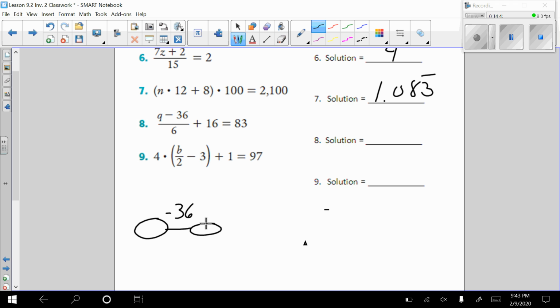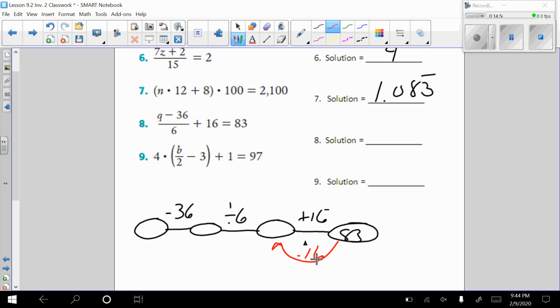Then what did I do? I divided by 6. Then what did I do? I added the 16, all to get to 83. Now, undo that. The opposite of add 16 is subtract 16. 83 subtract 16 is 67. The opposite of divide by 6 is to multiply by 6. That gets me to 402. The opposite of subtract 36 is add 36. And that is going to get me to 438. Go ahead and check that answer and see if it's correct.